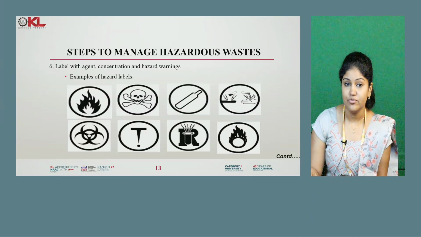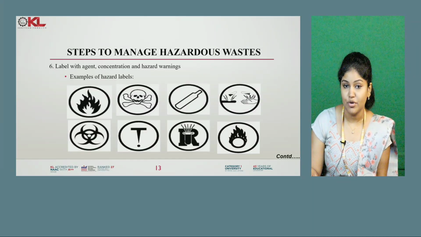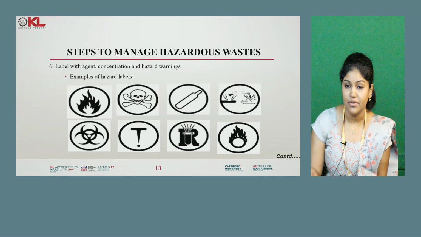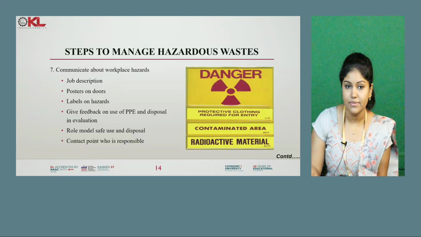Sixth one is we have to label the chemicals or hazards properly. In the labs, if there is a chemical or hazardous waste, we have to put these symbols on the bottle. Then only from outside can we understand that this is hazardous or radioactive waste. Then only will we be aware of that. Here you can see different symbols. This is a hazardous label, flammable, hazardous symbols. These should be properly kept on the bottles.